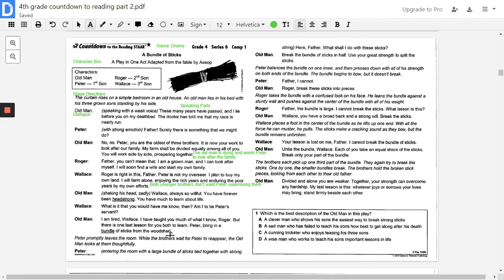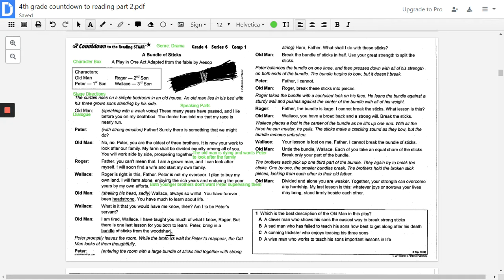Old man, shaking his head sadly: Wallace, always so willful, you have forever been headstrong. You have much to learn about life. Wallace: What is it that you would have me know then? Am I to be Peter's servant? Old man: Oh man, I am tired, Wallace. I have taught you much of what I know, Roger. But there is one last lesson for you both to learn. Peter, bring in a bundle of sticks from the woodshed.